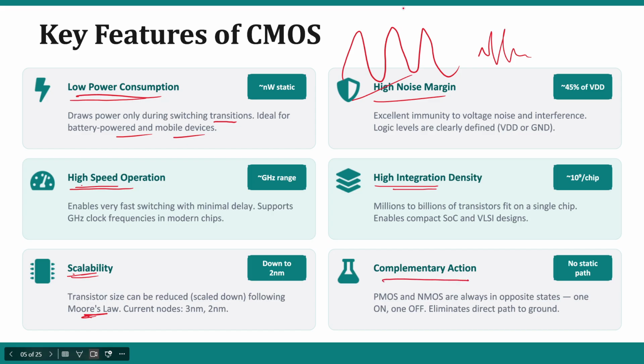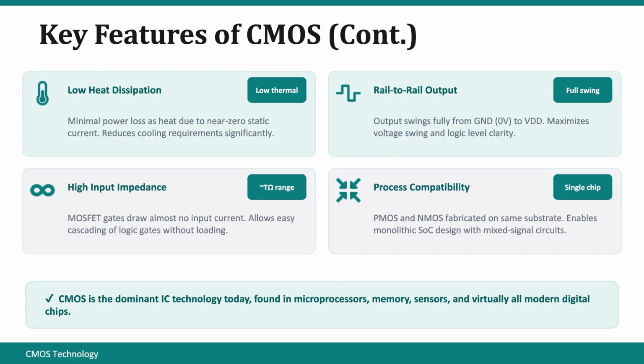So complementary action. Here PMOS and NMOS both are complementary. If one is on, another is going to be off. So there is no direct path between VDD and ground. If PMOS is on, NMOS is off. So the connection is mismatched. Like that, there is no direct connection, so the power is consumed very less. That's done. The remaining thing is low heat dissipation. While doing any work, it releases less amount of heat.